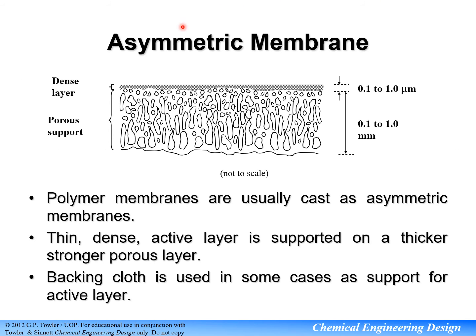So this is the asymmetric membrane. We have a dense layer and a porous support. Normally the polymer membranes are usually cast as asymmetric membranes, so they have a thin, dense, active layer. This layer is supported on a thicker, stronger porous layer, as mentioned in the figure. The backing cloth is used in some cases as support for the active layer.